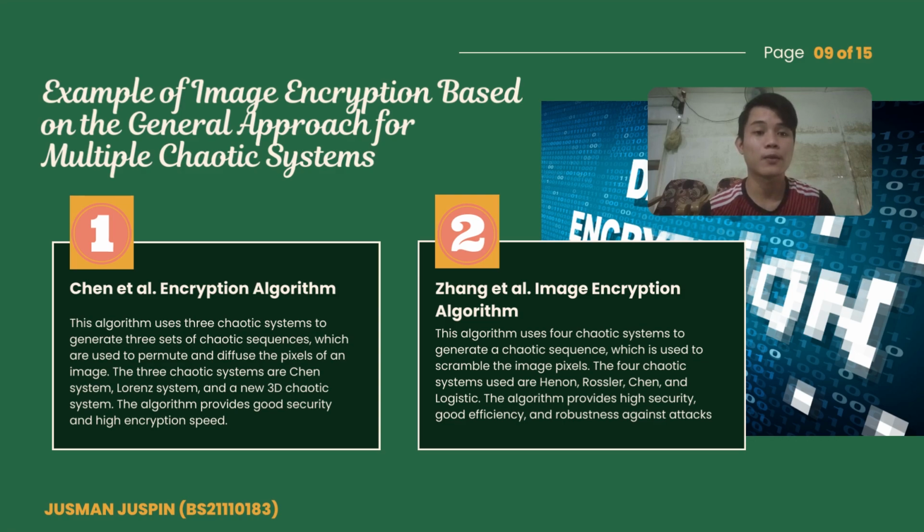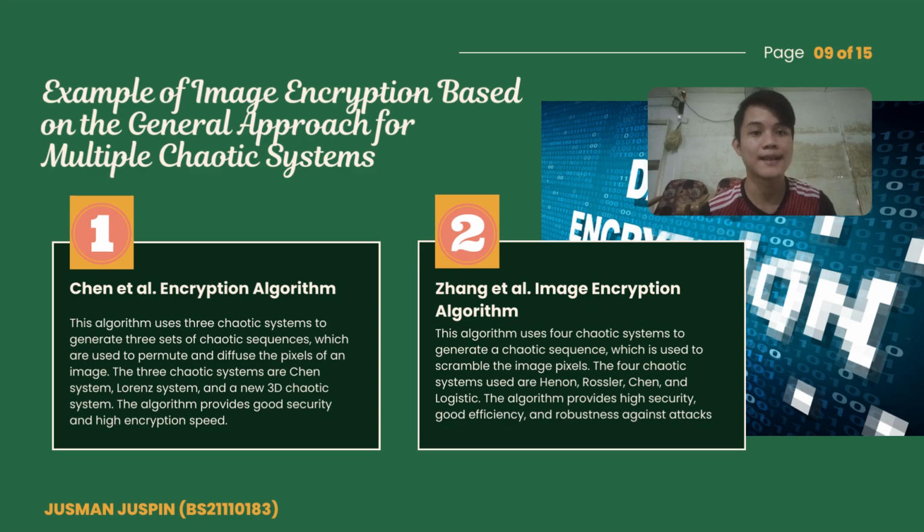So for the first one is Chen et al. encryption algorithm. This algorithm uses three chaotic systems to generate three sets of chaotic sequences, which are used to permute and diffuse the pixels of an image. The three chaotic systems are Chen system, Lorenz system, and a new 3D chaotic system. The algorithm provides good security and high encryption speed.